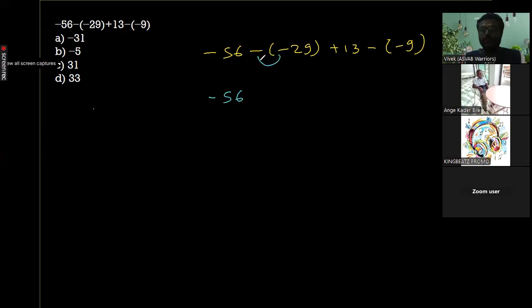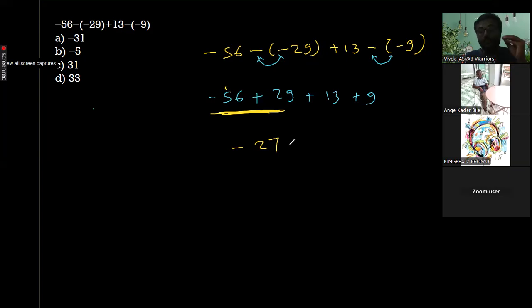Negative 56. Let's eliminate the center signs. This becomes positive 29 plus 13. Negative, negative, it will become positive plus 9. Next, different signs, you subtract. So 56 minus 29. 6 minus 9, let's say 16 minus 9 would be 7. So 5 minus 2 would be 3. So negative 27. So you subtract. Whenever you have different signs, you subtract and take the sign of the larger number.